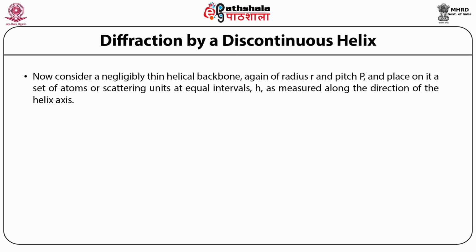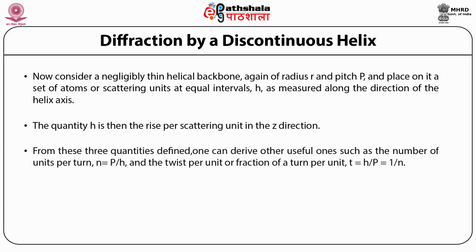Consider a negligibly thin helical backbone, again of radius little r and pitch capital P, and place on it a set of atoms or scattering units at equal intervals, h, as measured along the direction of the helical axis. The quantity h is then the rise per scattering unit in the z direction. From these three defined quantities, one can derive other useful ones, such as the number of units per turn, little n equal to capital P by h, and the twist per unit, or fraction of a turn per unit, little t equal to h over P, which is equal to 1 over small n.